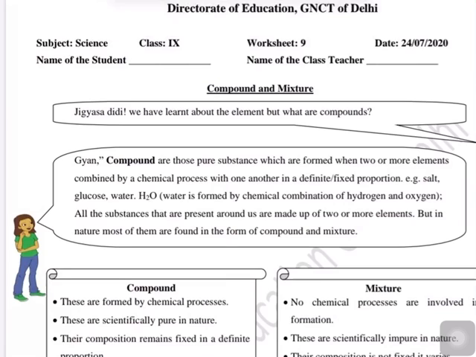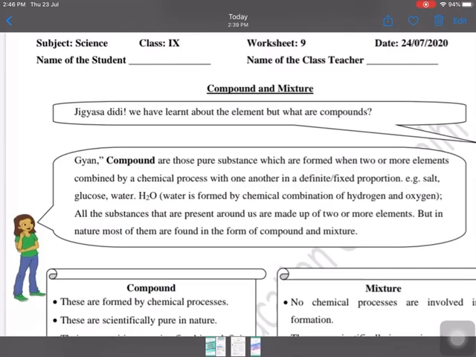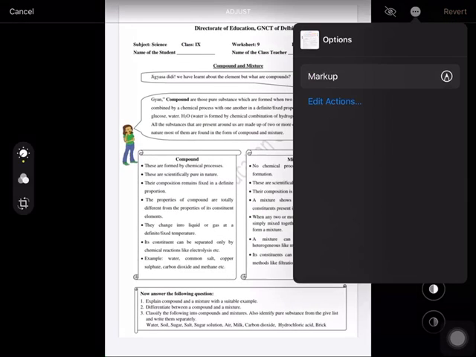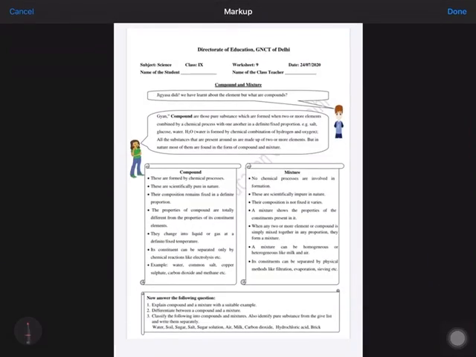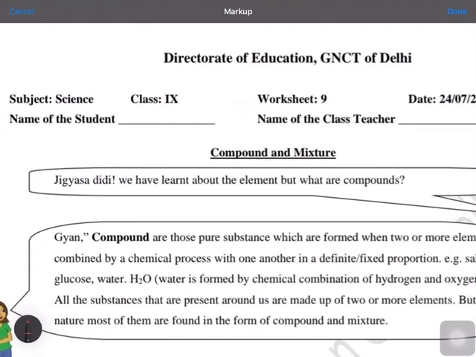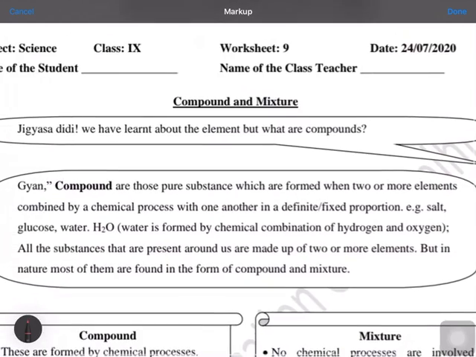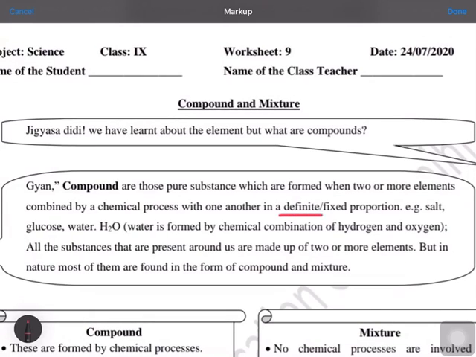Before going to compound and mixture, you should remember that there is a difference between the two. Compound and mixture are both combinations of two or more elements. But the basic difference between the two is, in the compound, two or more elements are mixed in a definite proportion. This fixed proportion or definite proportion is very important in the definition of compound.